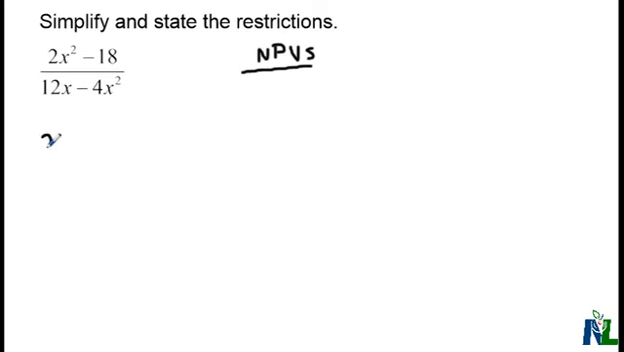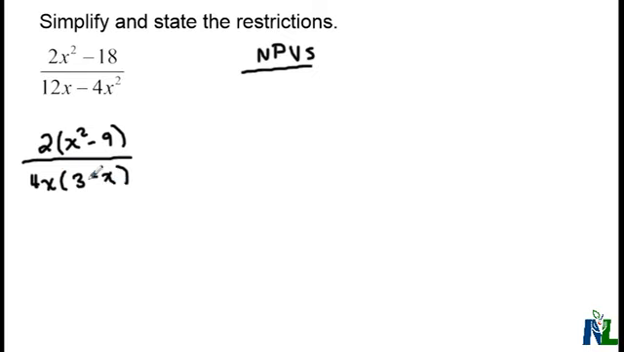So in the numerator here, I can see that 2 would be a common factor between 2 and 18. If I factor out 2, I'm going to get x squared minus 9. So what I notice now is that I'm going to have a difference of squares in my next step, so I'll address that then. In the denominator, I see x's in both terms, and I also see that both terms are divisible by 4. So I'd factor out a 4x, and that would leave me with a 3 minus x inside the bracket here.